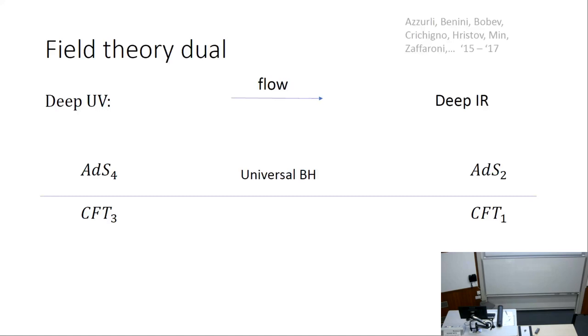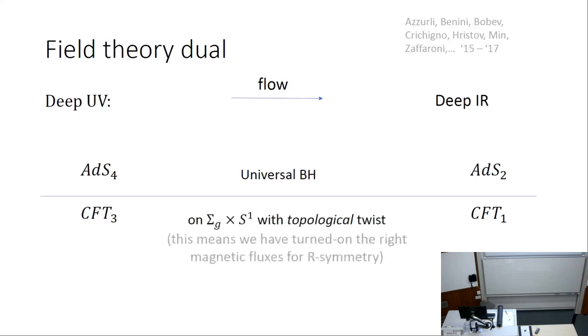Okay. So we care about them because we can test AdS/CFT with them. They should be thought of as flows from some AdS4 to some AdS2 in the deep IR, and so they should be thought of as a flow from CFT3 to CFT1s. So you put the CFT3 on some Sigma_g times S1, and you put some topological twist. And then you can compare data that you get from the AdS part to some computation you can do in the CFT part.